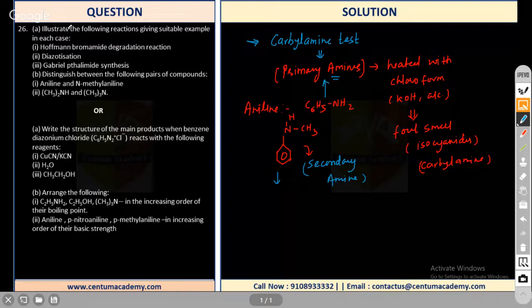Formation of diazonium salt from aniline. Correct. And what is the reagent we use here? Conversion of primary aromatic amine to diazonium salt. Correct.